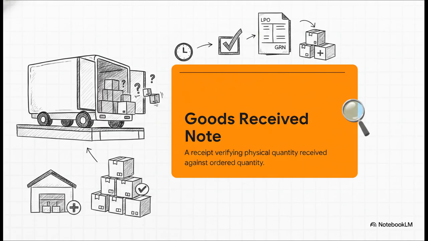So maybe a few days or weeks later, a delivery truck pulls up to your loading dock. And that brings us to the GRN, or Goods Received Note. The GRN is basically your official verification of the physical quantity you just received compared to what you originally ordered on that LPO. And yes, the system totally allows for partial receipts if some of your stock gets delayed. Once you confirm this receipt, the software automatically bumps up the stock balances in your receiving warehouse.